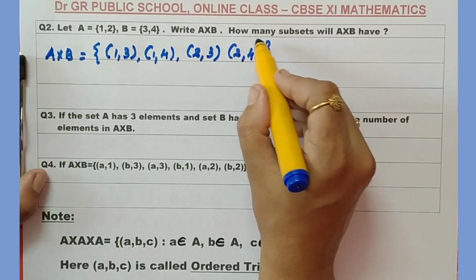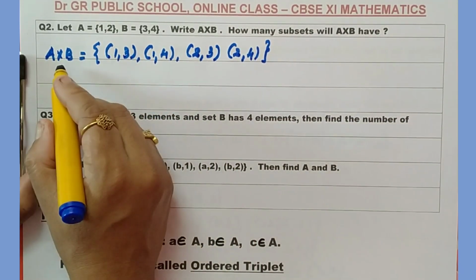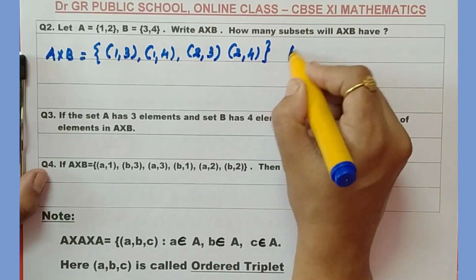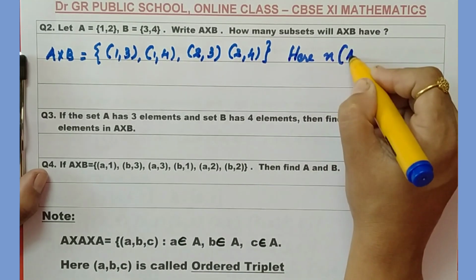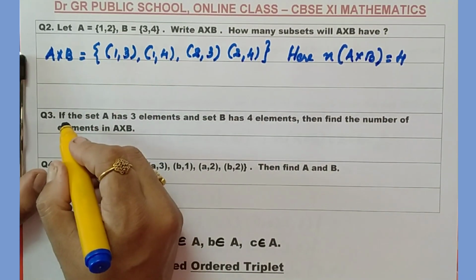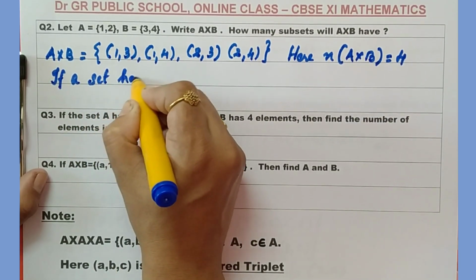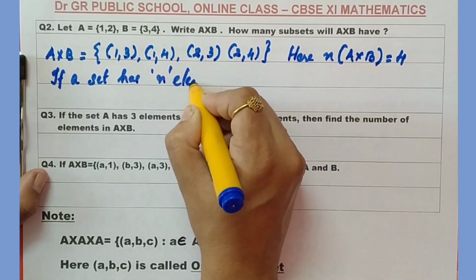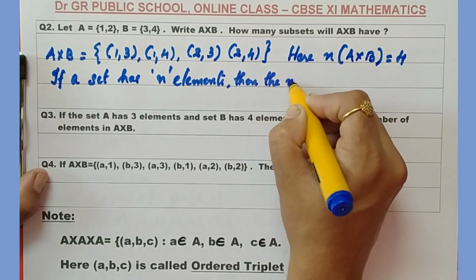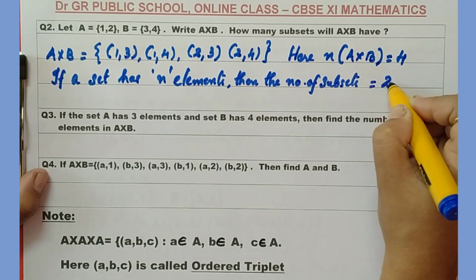Now, the next question, very important. How many subsets will A cross B have? So, to find the number of subsets of a set, at first you need to find the number of elements in it. Here, n of A cross B, that is the number of elements in A cross B, equals 4: 1, 2, 3, 4. You have already studied that if a set has n elements, then the number of subsets equals 2 raised to n.